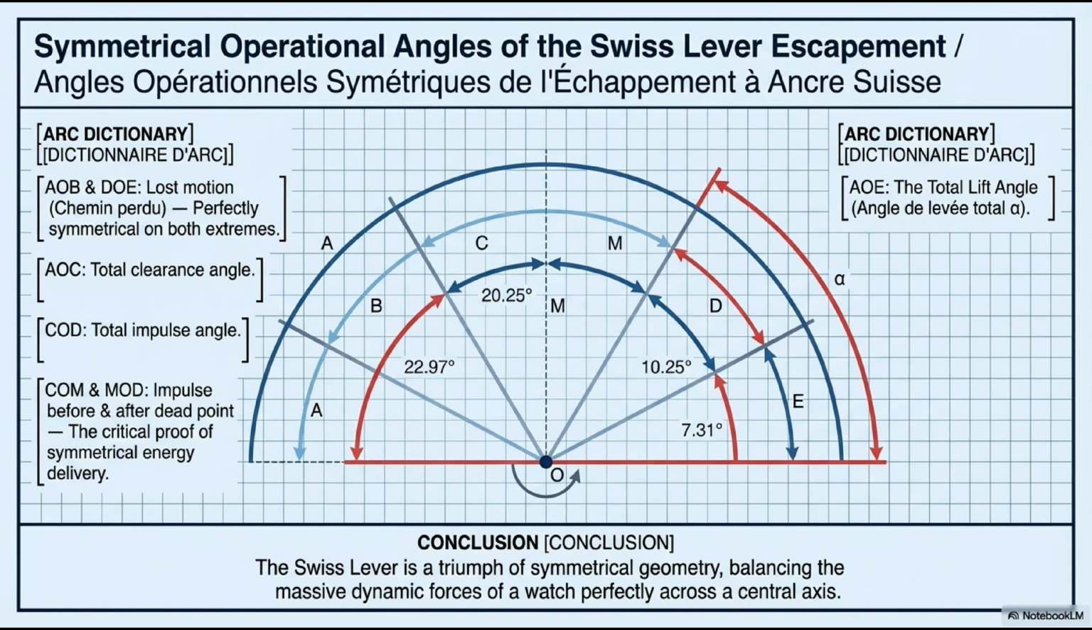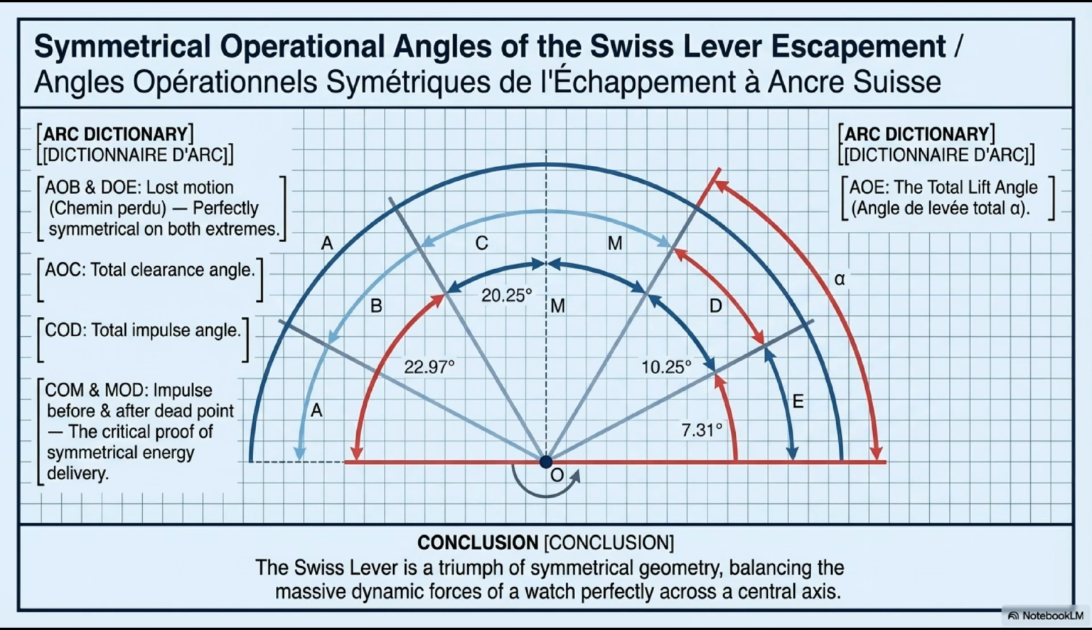Reading the arc dictionary on the left. AOB and DOE are the lost motion angles, chemin perdu, at each end of the active phase. They're equal, one on each side. AOC is the total clearance angle, the angular interval consumed by the unlocking phase, from first contact to the start of impulse. COD is the total impulse angle, approximately 30 degrees, split 15 and 15 about the dead point M, where C-M equals M-D. AOE is the total lift angle, alpha, the complete engagement from first contact to end of lost motion.